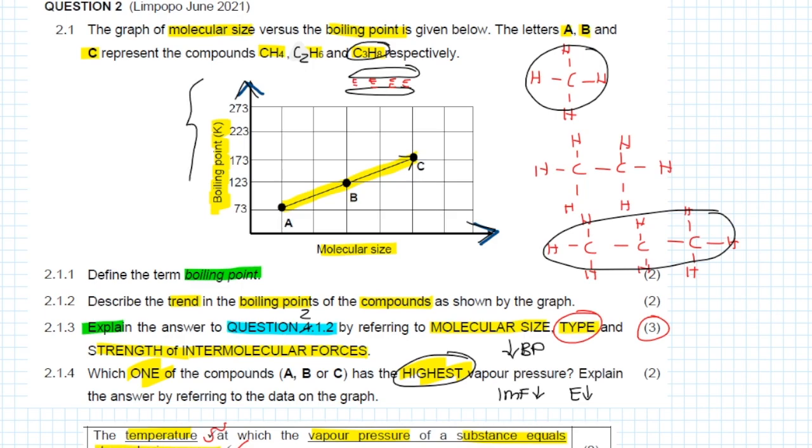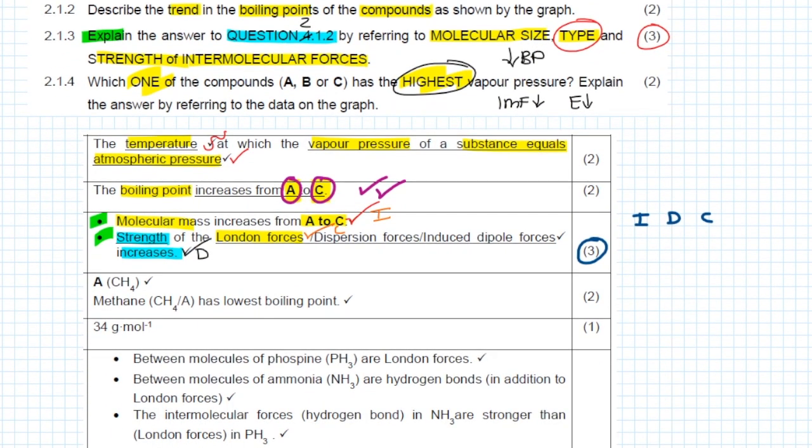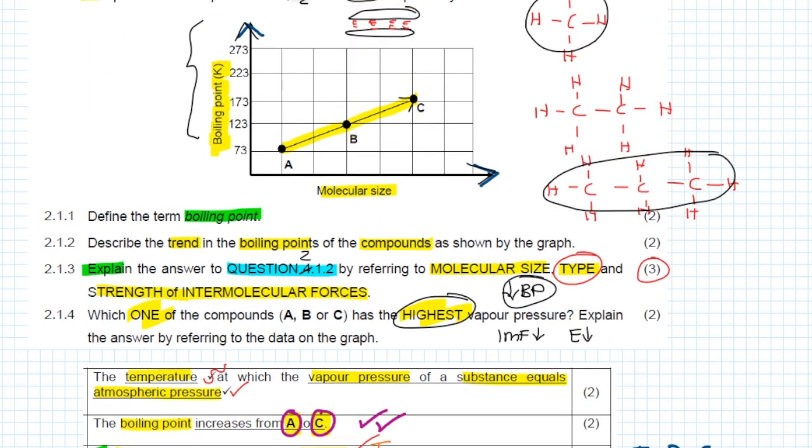So by referring to the data in the table, we can answer question 2.1.4 by stating that the correct answer is CH4, and the reason is because CH4, or you can refer to it as A or methane, has the lowest boiling point. We know that when a substance has a high vapor pressure, it has a low boiling point. When it has a low vapor pressure, it has a high boiling point, and so on. So this is your answer. 1 mark for stating the substance and 1 mark for stating it is because this compound has the lowest boiling point of compounds A, B, and C.